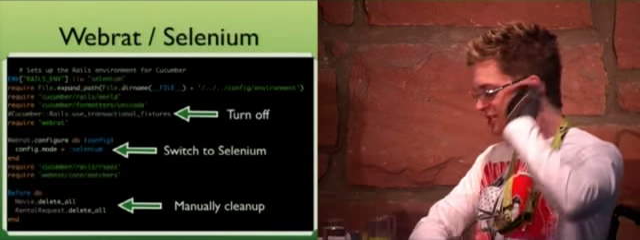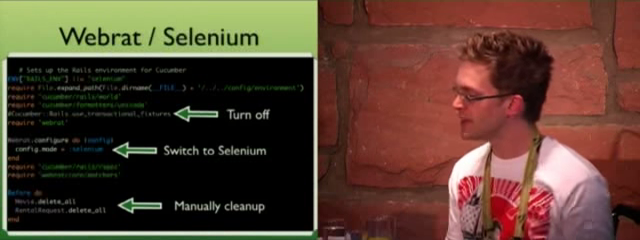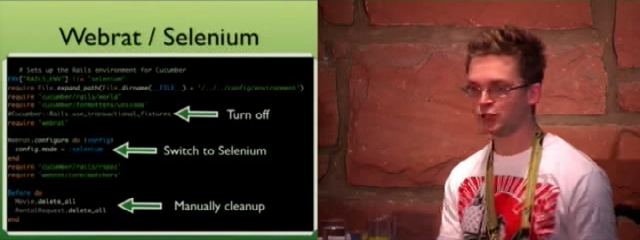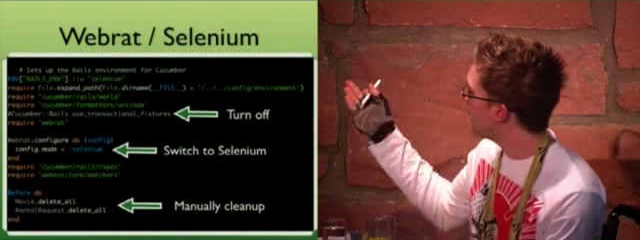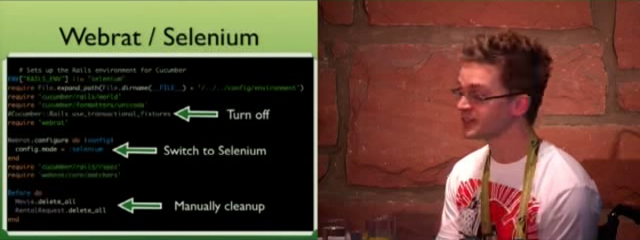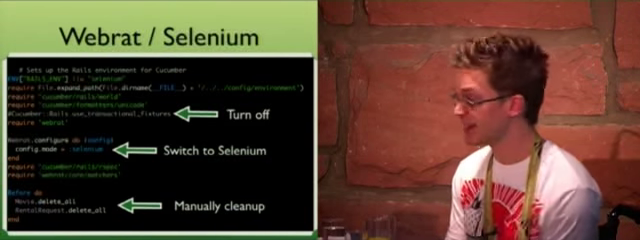So how do we act? Well, I actually told you a bit of a lie. WebRat will do Selenium. It can't actually use the in-memory, but we can reuse all our step definitions. We don't have to write everything twice, once for Selenium and once for in-memory. So, we have to turn transactional fixtures off. Unfortunately, we now have to clean up the DB ourselves. Switch it to Selenium, and then we have to manually, as I said, clean up the DB.